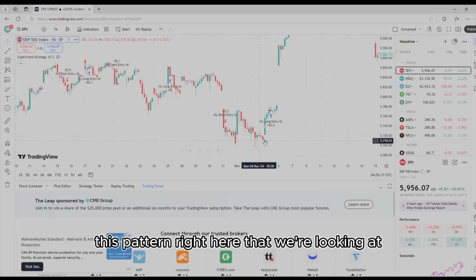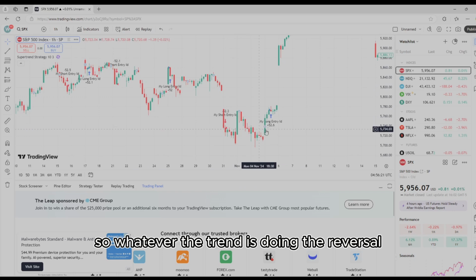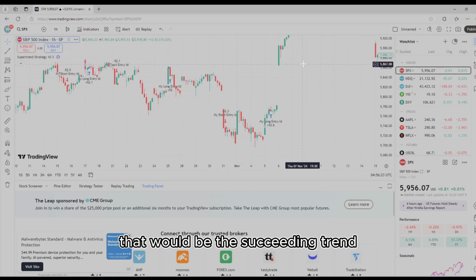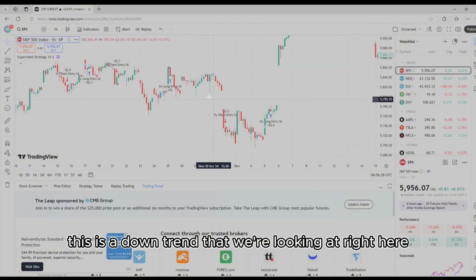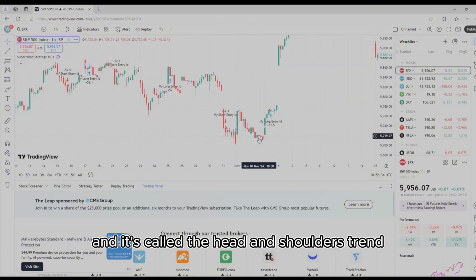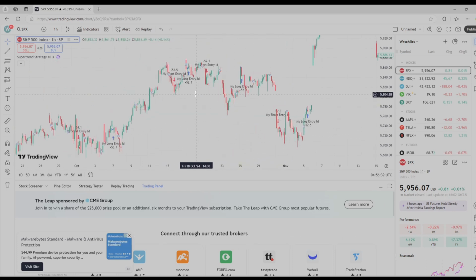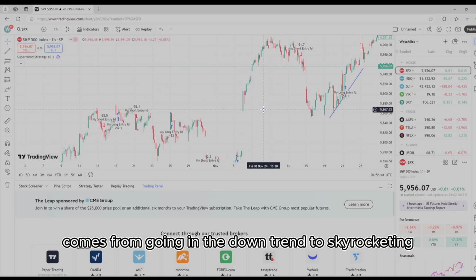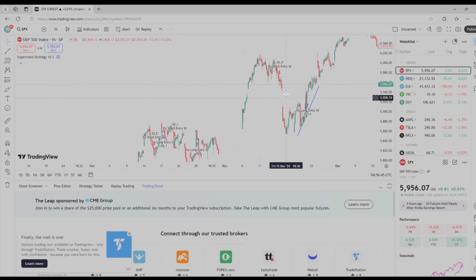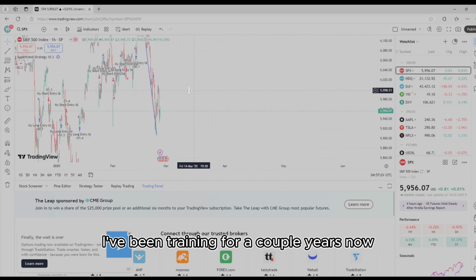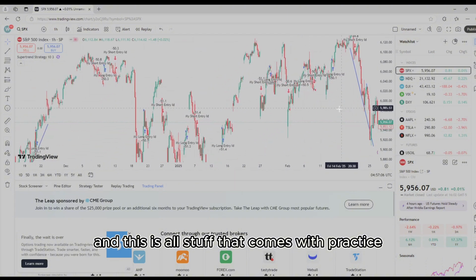It's a little bit more advanced than the other ones I was talking about. This pattern right here that we're looking at would be called a reversal pattern. So whatever the trend is doing, the reversal of that would be the succeeding trend. Right here, this is a downtrend that we're looking at. Right here, we have a head, and it's called the head and shoulders pattern. Shoulder, head, shoulder comes from going in the downtrend to skyrocketing into a bullish market.